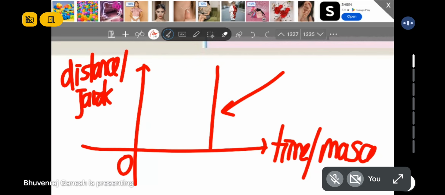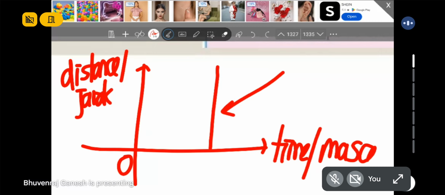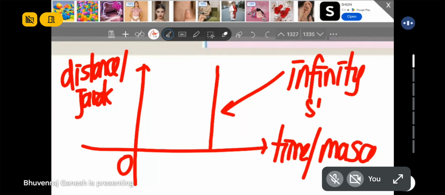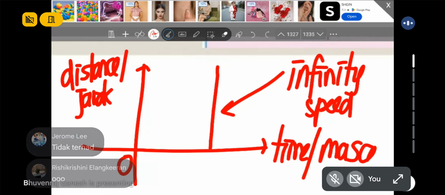Apa maksudnya? Siapa boleh bagi tahu saya? Dari segi laju, in terms of speed, what is the meaning of this? If I draw a vertical line, horizontal line stationary. Kalau dia mengufuk, dia pegun lah. So kalau dia menegak, maksudnya apa? Okay, correct. You can say undefined. It doesn't mean time stops. Masa tak berhenti ya, guys. Kalau cakap tiada kelajuan salah. Ada kelajuan, guys. Yes. It means that your speed is infinity. Do you understand, guys? Kelajuan kamu sudah capai nilai yang terlalu besar.